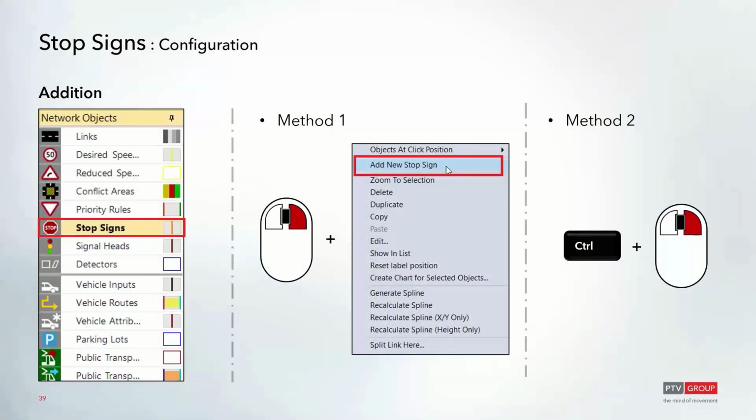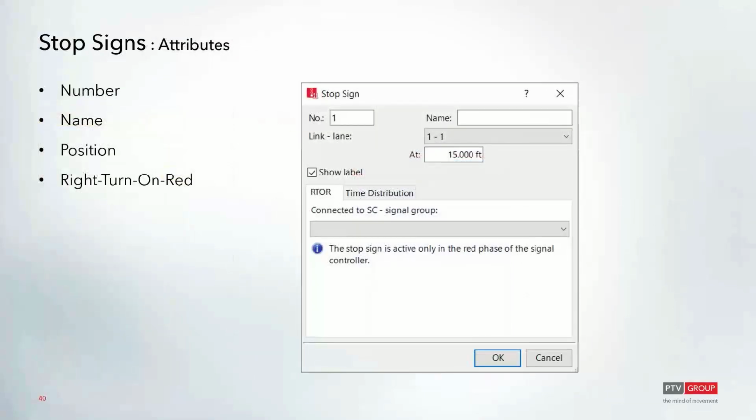Okay, so in order to add any stop signs to the network, if you select that stop sign object from the network object toolbar, you can then either right-click on the link and click Add New Stop Sign, or you can also just press Control and then right-click to add a stop sign directly. And once you do have one of those stop signs added, they also have an object window that will open up. And you can see here the stop signs, again, have a number and a name, as well as their link location and their position on the link.